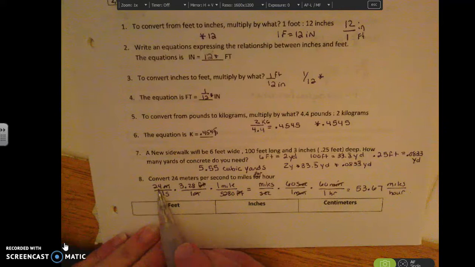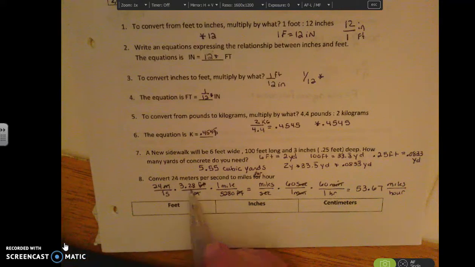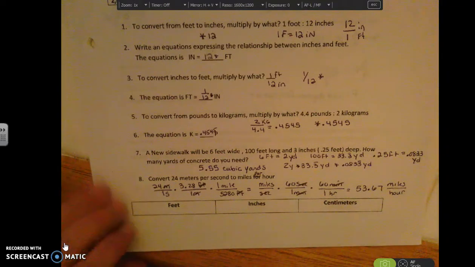So I'm going to take the 24 times 3.28 times 1 times 60 times 60, and I'm going to divide all that by 1 times 5,280 times 1 times 1, and I end up with 53.67 miles per hour.